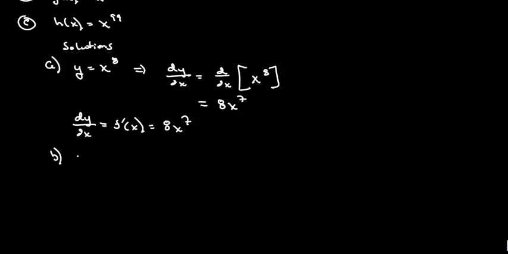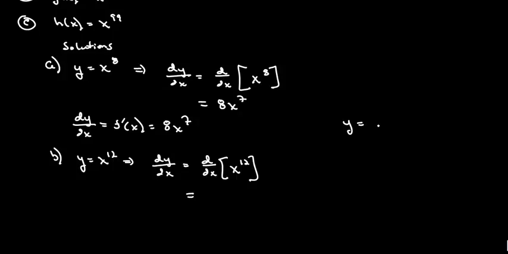So here I've got y is equal to x to the 12th for b. And so if we want dy dx, that's going to be equal to d dx of x to the 12th. It's not technically correct, but if you have something like this, y is equal to x to the 12th, you can think about it like you're taking d dx of both sides.